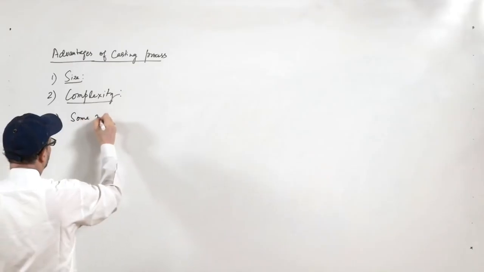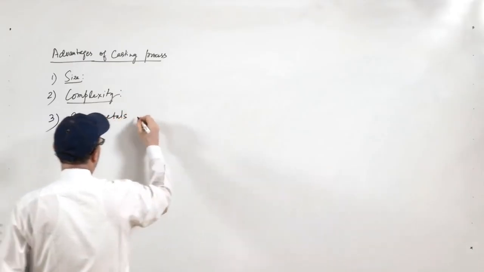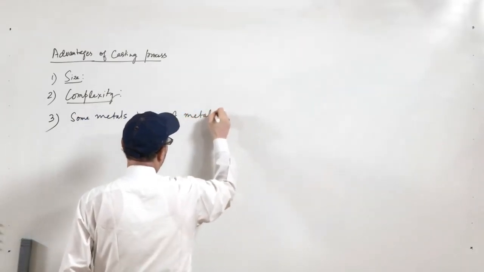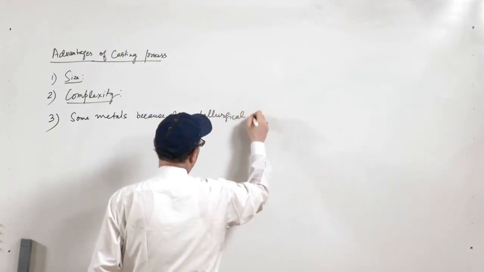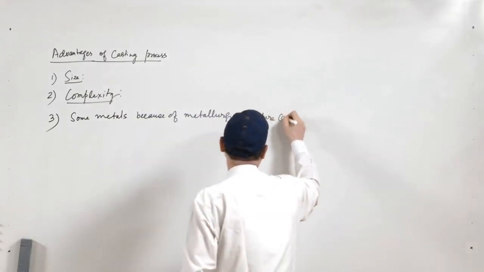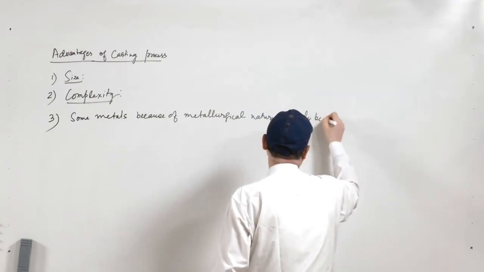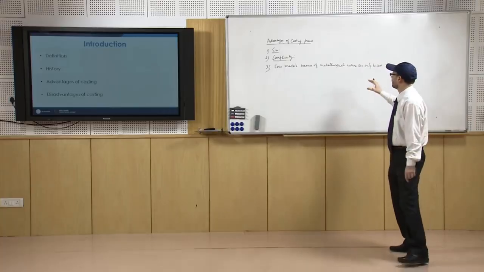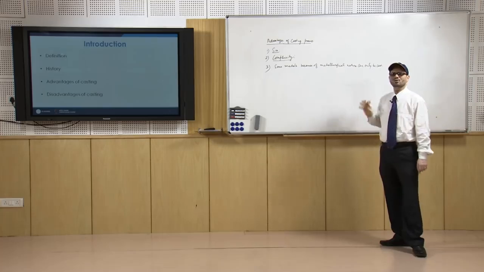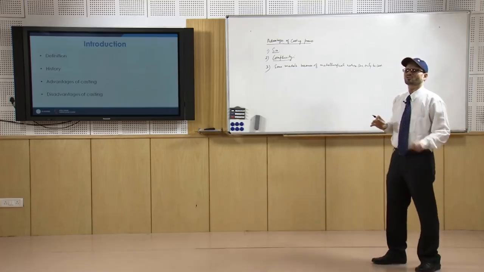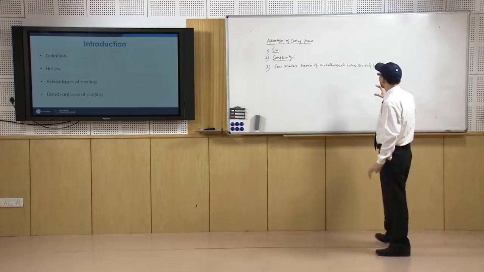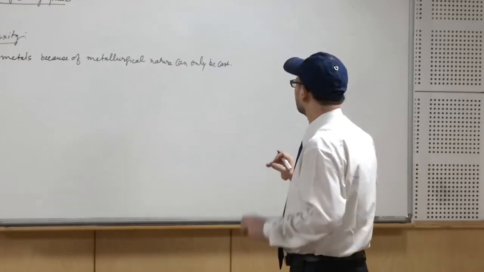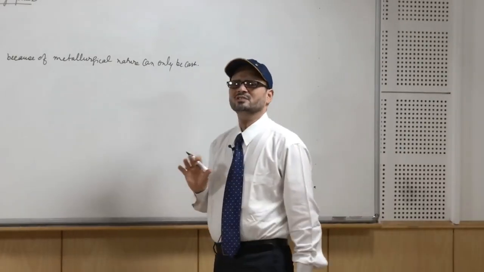Some metals, because of their metallurgical nature, can only be cast. This is a very important advantage of casting. Rather, we are forced to go only for casting for certain metals, because they cannot be formed by other processes like forming. The typical example in this case is cast iron.